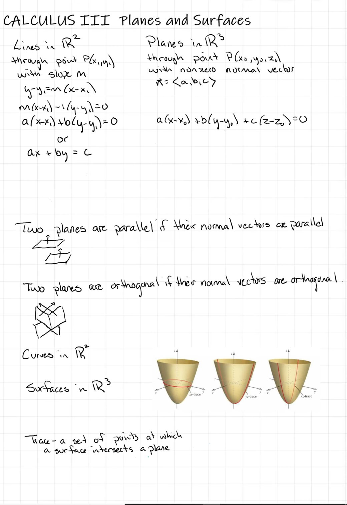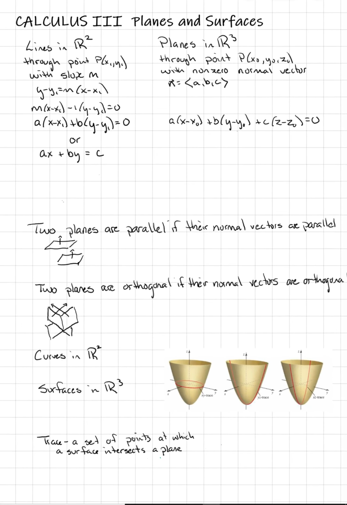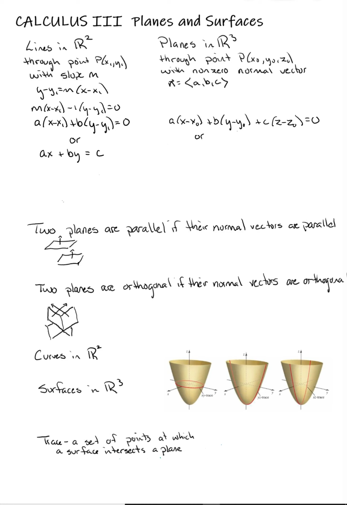It could also be written, this is very common, as simply ax plus by plus cz is equal to d, where d is equal to a x naught plus b y naught plus c z naught. Okay, and there you go. That's the equation of a plane.